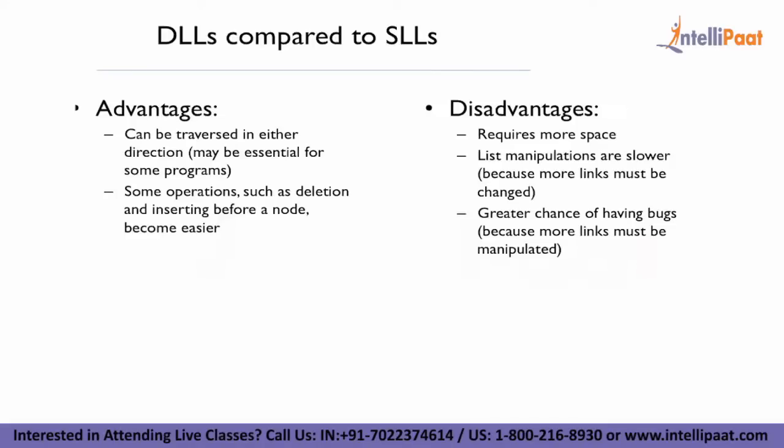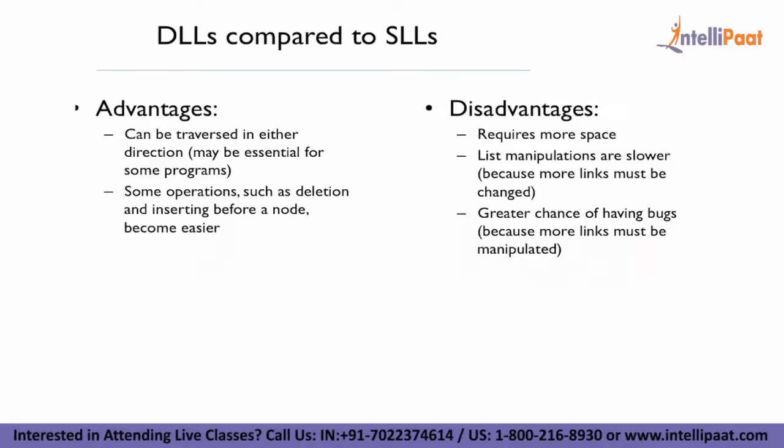Some operations such as deletion and insertion before a node become easier. So in a doubly linked list, it is easier to perform operations like adding a node at the middle of the linked list and deleting a node at the middle of the linked list. In the singly linked list, we need to maintain two pointers, one pointing to the predecessor and one to the successor, and then we need to do some operations. So in doubly linked list it is much easier. In singly linked list we need to write some extra code.